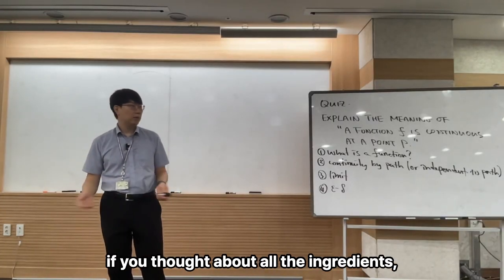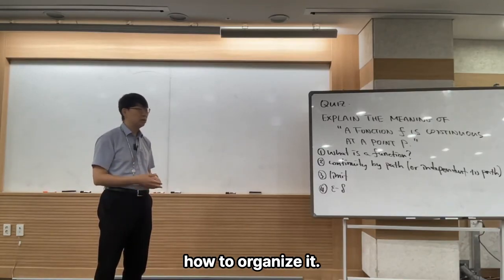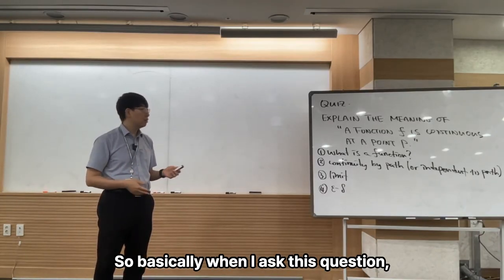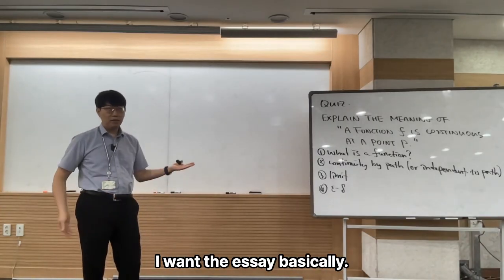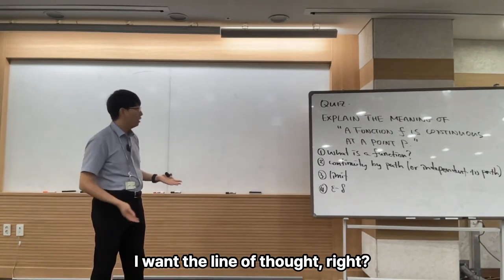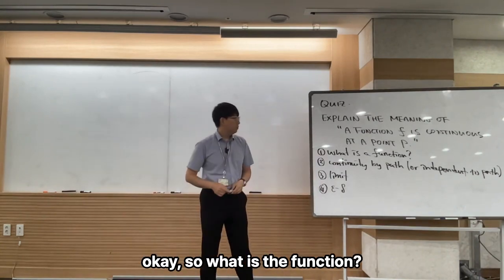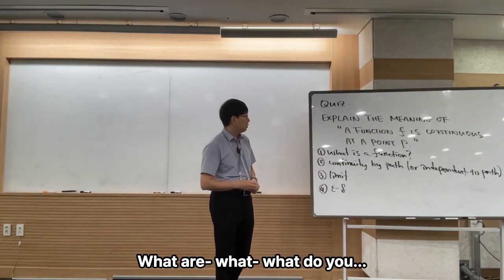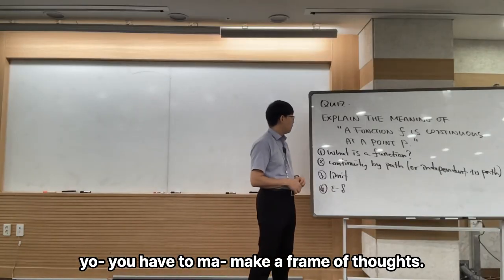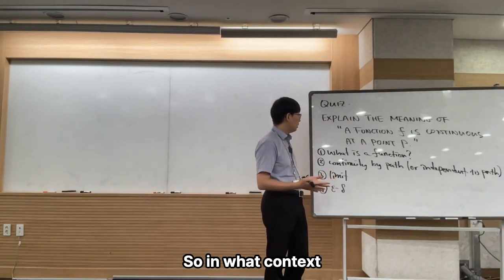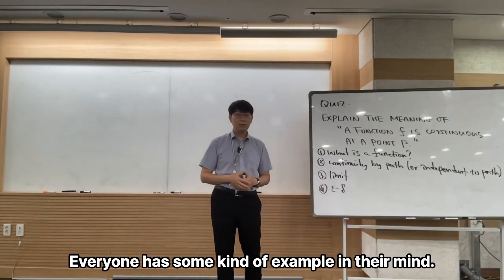So if you thought about all the ingredients, it's now time to think about how to organize it. When I ask this question, I don't want a one sentence answer. I want the essay, basically. I want the line of thought. So if you want to start with a function, what is a function? You have to make a frame of thoughts. In what context are you going to explain the continuity? Everyone has some kind of example in their mind.